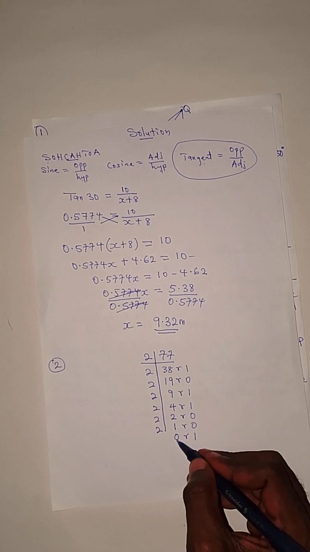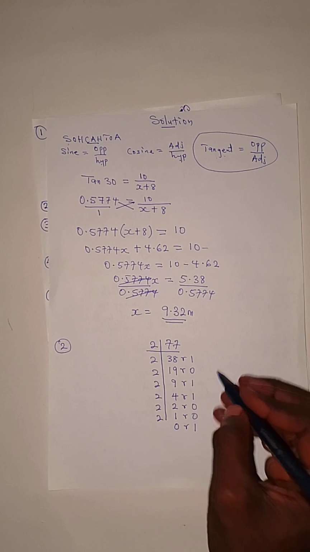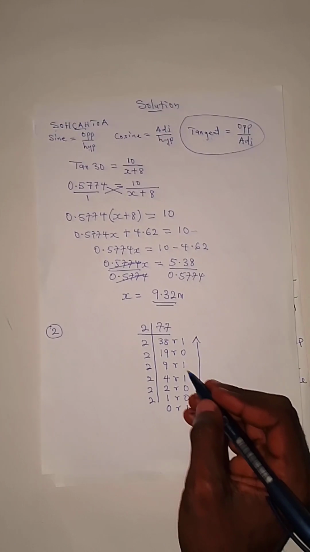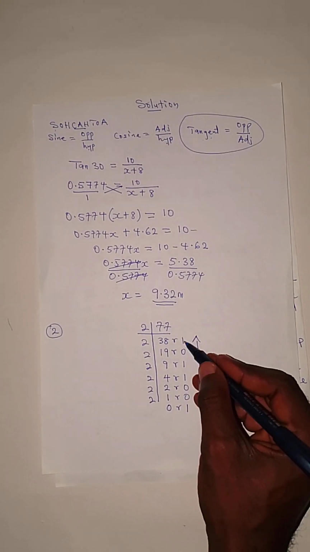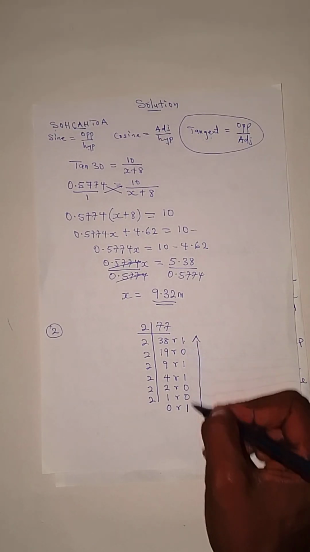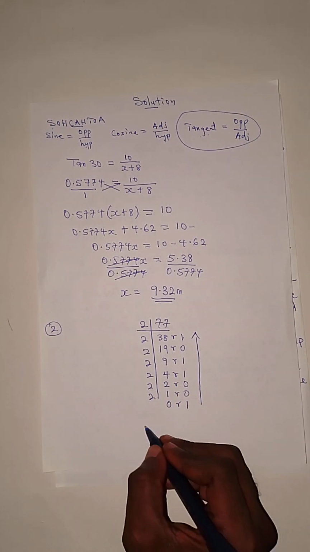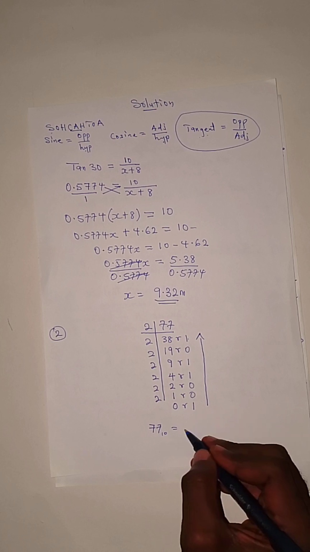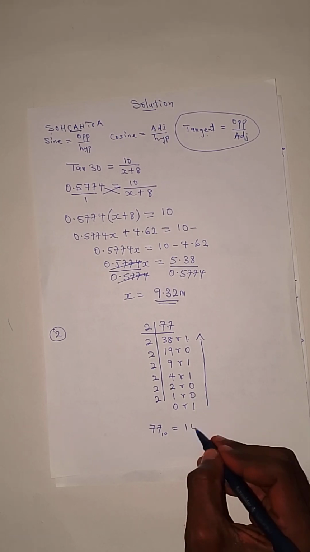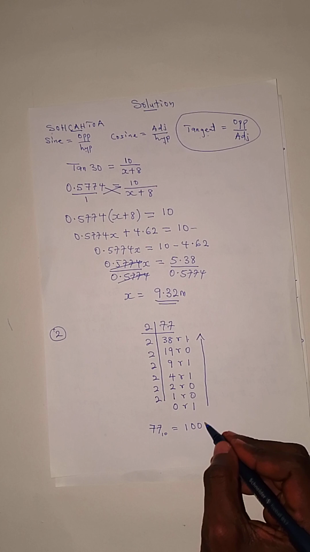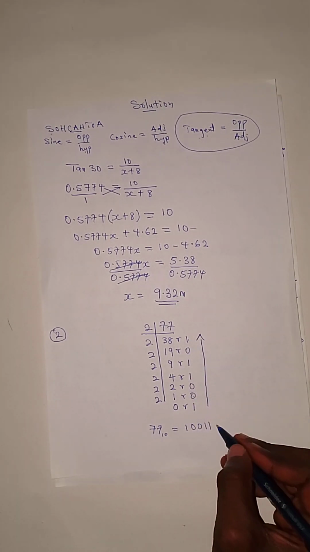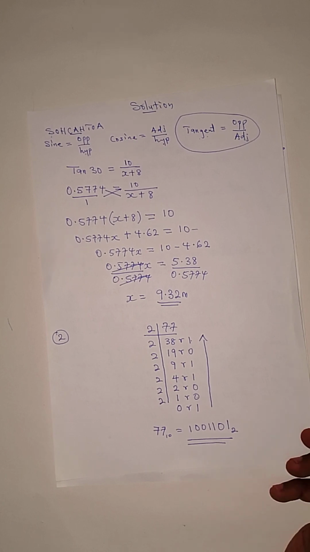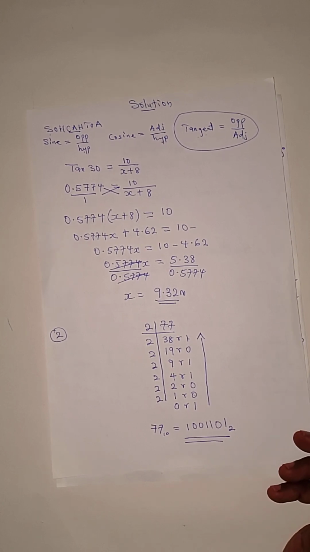So when you get down to this 0, you cannot divide again. So you can now pick your answer. Now your answer should start from the bottom to the top. So you start from the bottom to pick your answer. So that shows that 77 base 10 is equal to 1001101 base 2. So that is question number 2.